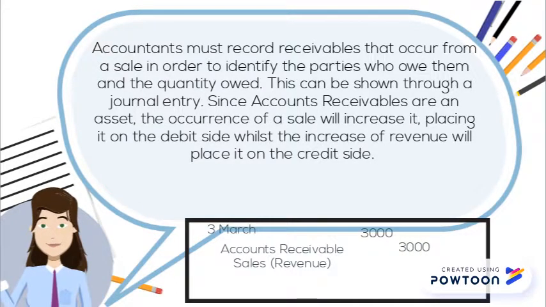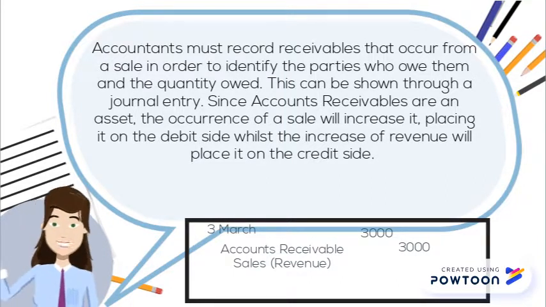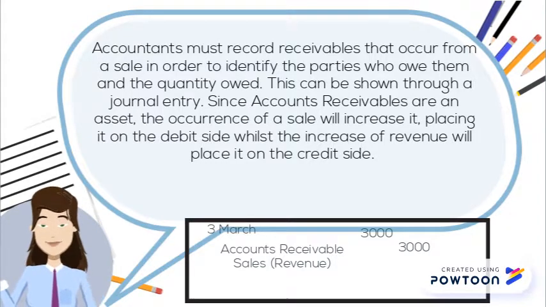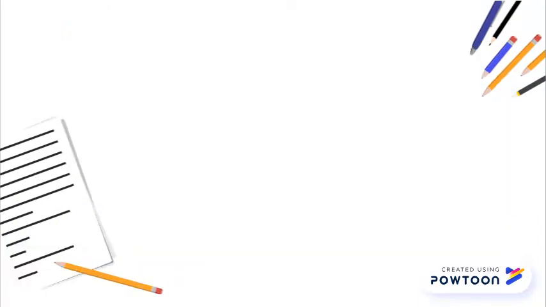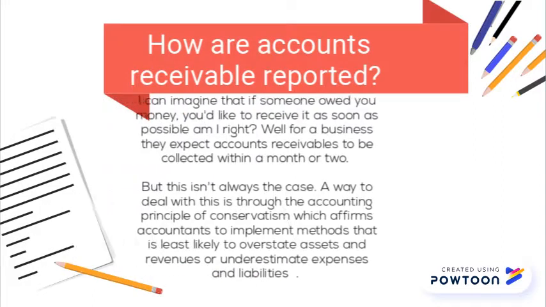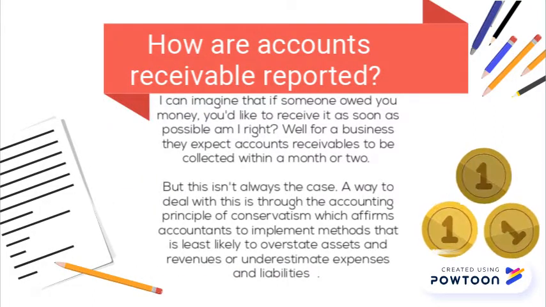Since accounts receivables are an asset, the occurrence of a sale will increase it, placing it on the debit side, whilst the increase of revenue will place it on the credit side. Most businesses expect to collect their accounts receivables within a month or two, but this isn't always the case.